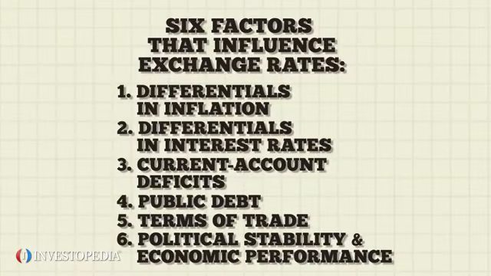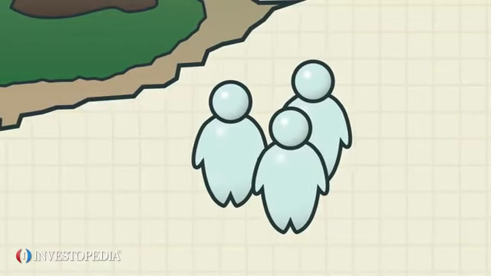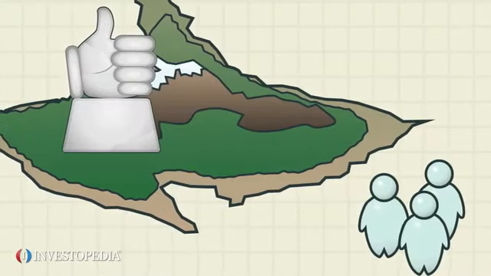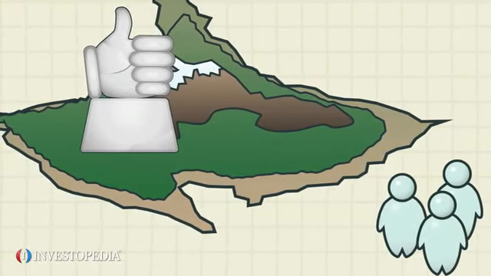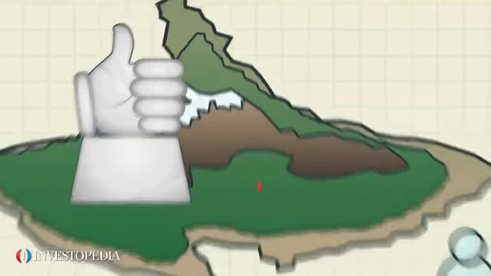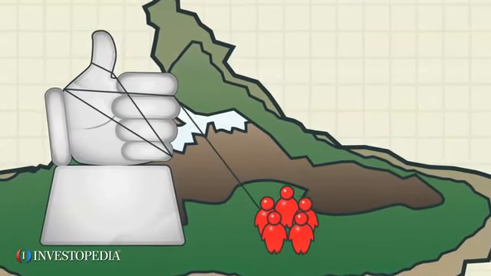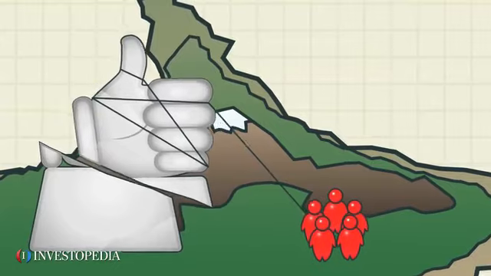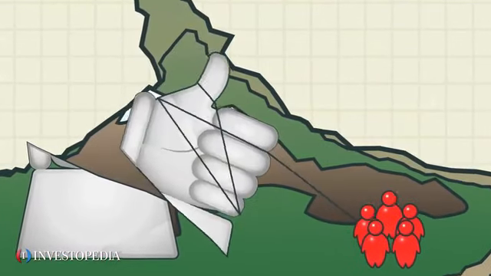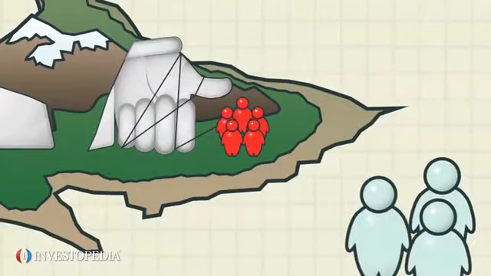Factor 6. Political stability and economic performance. Foreign investors inevitably seek out stable countries with strong economic performance in which to invest their capital. Political turmoil, for example, can cause a loss of confidence in a currency and a movement of capital to the currencies of more stable countries.